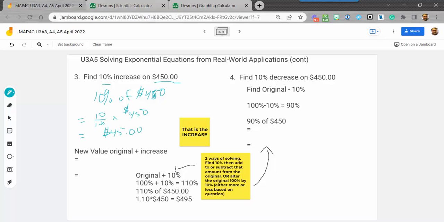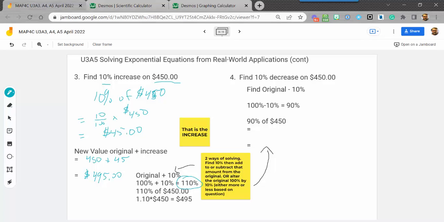So the new value would be the original value, the 450, plus the increase of 45, and that gives me $495. I'll put 2 decimals because it's money. The second way of doing it is this one, which I've typed in here. I take the original and I add 10%. So the original is 100%, like I want all of it, plus another 10%. It says I want 110%, and people talk about it, give me 110%. That's what it means, 10% more than the original.